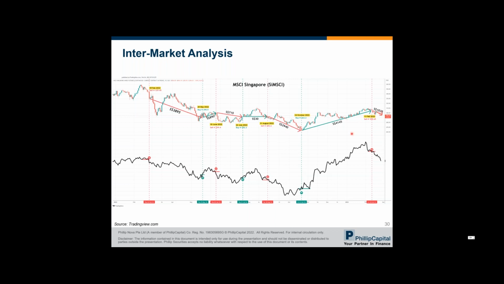So trading Simsky based on this intermarket strategy would have yielded a gross profit of around 12,000 in 2022. That is just an estimation as at the 31st of December 2022. If you include the position that it is in now, it's roughly around 13,000 since the start of this test.